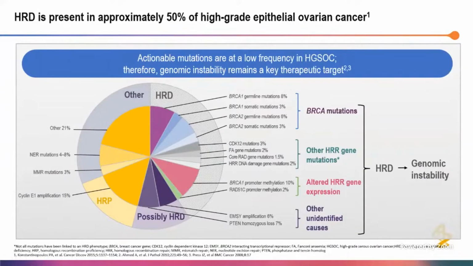Now, as told previously, about 7 years back we were testing only BRCA mutations, in which we were able to diagnose germline or somatic mutation of BRCA1 and BRCA2. Then it was thought that some more patients can benefit from PARP inhibitors. So HRR mutations were tested, which included CDK12, FA genes, core RAD genes, and such mutations. Altered HRR expressions were also noted.